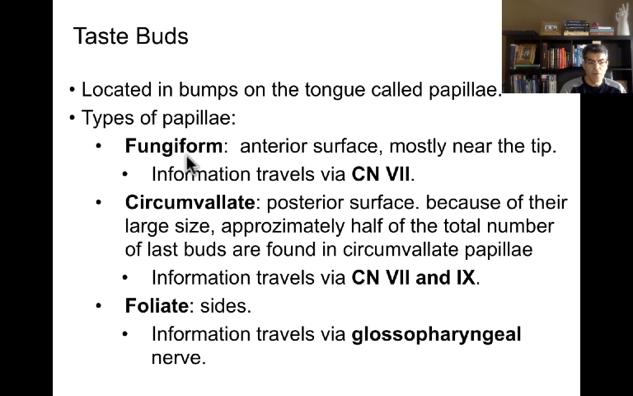And finally, fungiform papilla is the one that is found on the surface of the tongue. They are more concentrated at the tip of the tongue, and they get the information and send it to the brain through cranial nerve 7. And you know, cranial nerve 7 also is called the facial nerve. So these taste buds, based on where they are, grab the information and send it through cranial nerve either 7 or 9.